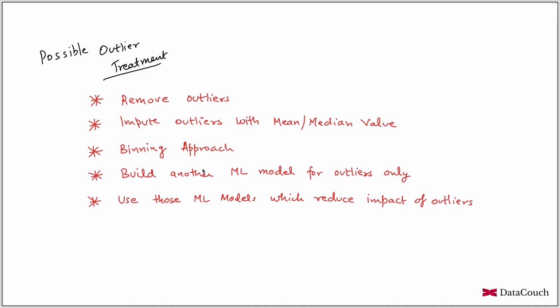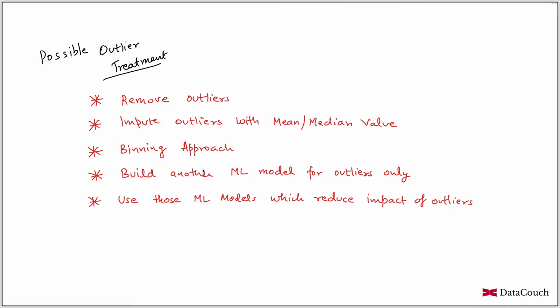So now what are the possible treatments that we can give to outliers? One option is you remove the outliers in case you think that this is not a real world scenario. It is basically a mistake which you are not expecting in the real world. So you may remove those outliers.